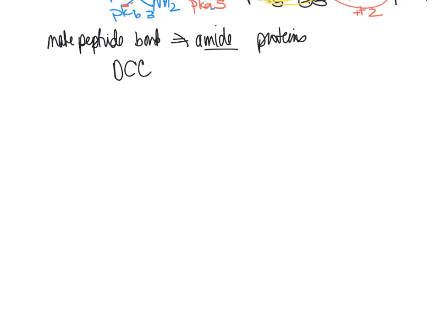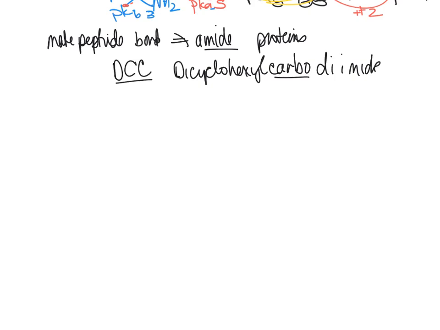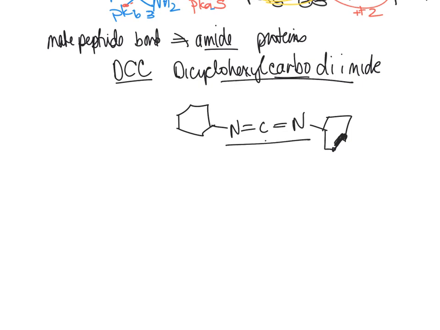But there's a special reagent called DCC. This is dicyclohexylcarbodiimide. What does that look like? Dicyclohexyl. This is a cyclohexyl, and this is a carbodiimide, a new functional group. And you can see that you have, oh no, that's saturated. Okay, so that's your dicyclohexylcarbodiimide.